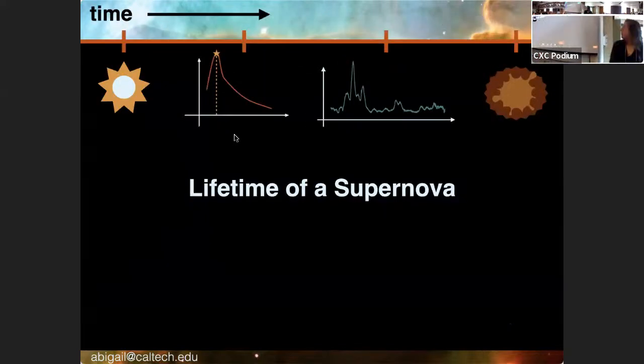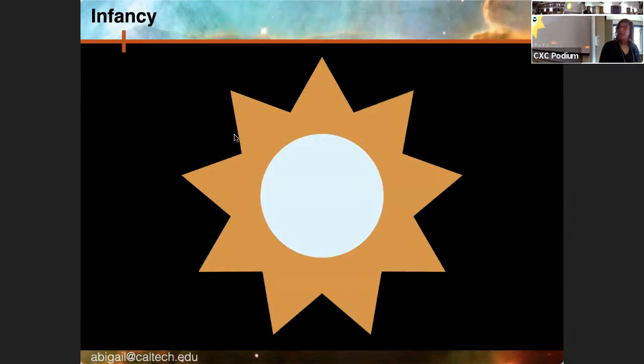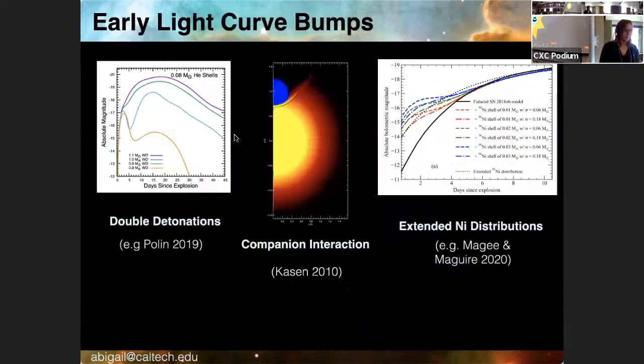But let's together go through the lifetime of a type 1a supernova and look at what observations we can make to distinguish between these two channels. So let's start at the infancy, the first signatures we can see of type 1a supernovae.